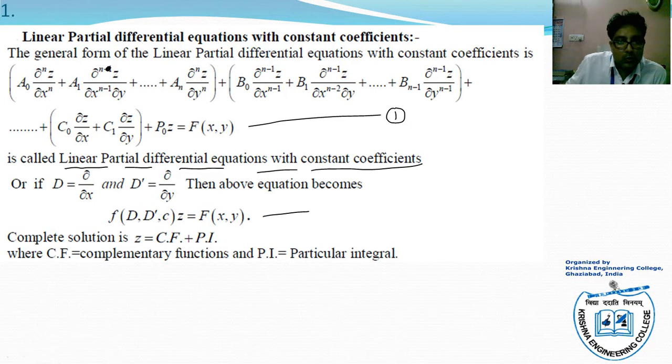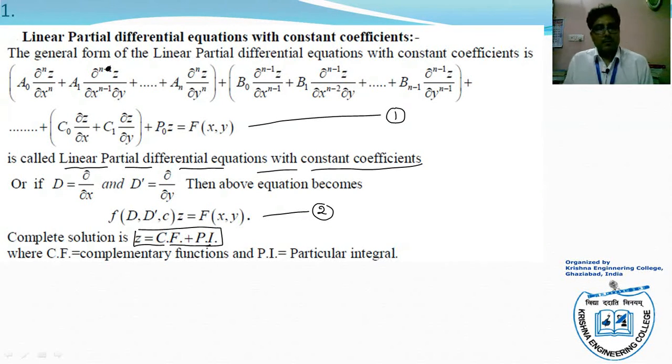The equation first and equation second are equivalent. This is the compact form of the equation first. Clear? The complete solution of the equation is z is equal to CF plus PI. CF means complementary function and PI the particular integral. CF comes from LHS and PI comes from RHS. Clear?